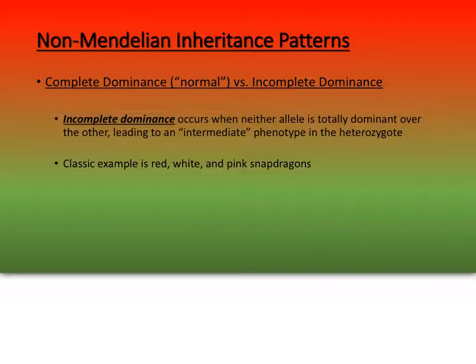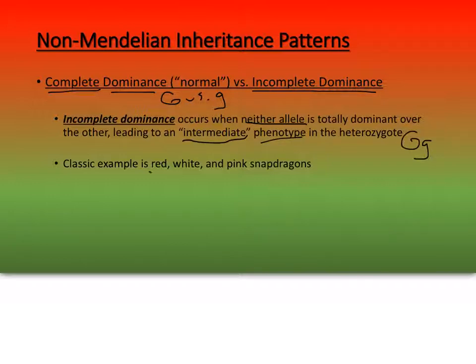Okay, so the first thing is this idea of incomplete dominance, right? The normal condition is complete dominance, right? You got a dominant, you got a recessive, and the dominant overshadows the recessive, that sort of idea. Incomplete dominance is the idea that neither allele is totally dominant over the other, which gives you an intermediate phenotype when you have a heterozygous organism.